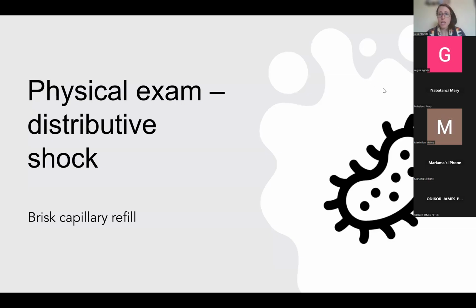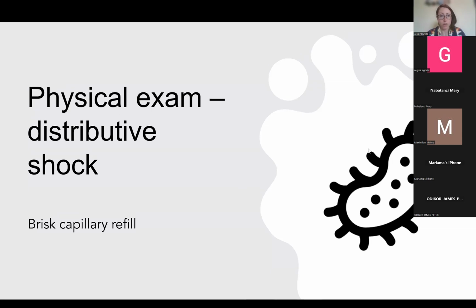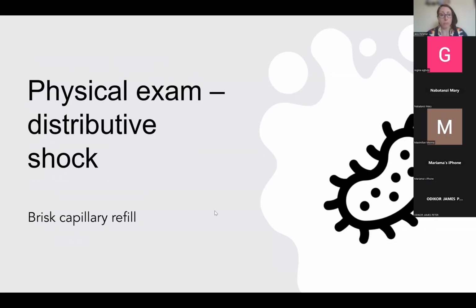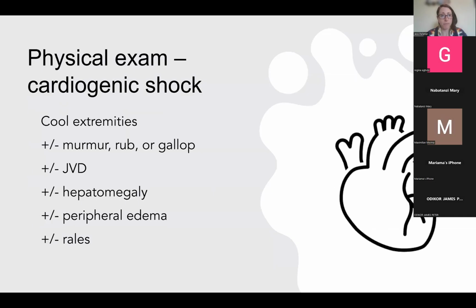All right, so physical exam for distributive shock. We'll start with that first. So this is going to be folks with septic shock. There are other distributive shock forms as well, but they should have brisk capillary refill, meaning you squeeze their finger and the blood comes back right away. Their extremities are typically warm as well. So this is a warm shock when we think about distributive shock.